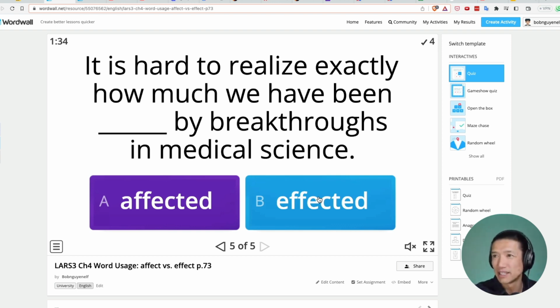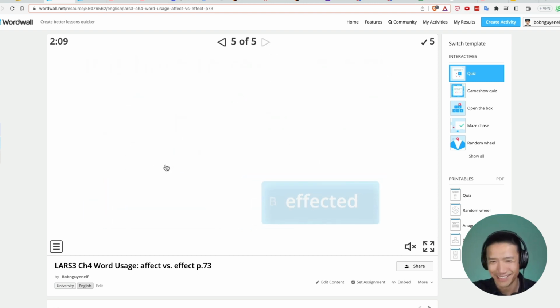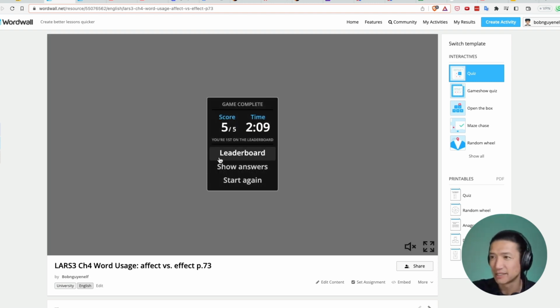It is hard to realize exactly how much we have been. Okay? These little helper verbs, these auxiliaries, what do we use this for? When are we using this? Have been. So this is passive present perfect. Okay? By who? By breakthroughs in medical science. Breakthroughs in medical science affect our, I don't know how to write that. Affected. All right. I got it.